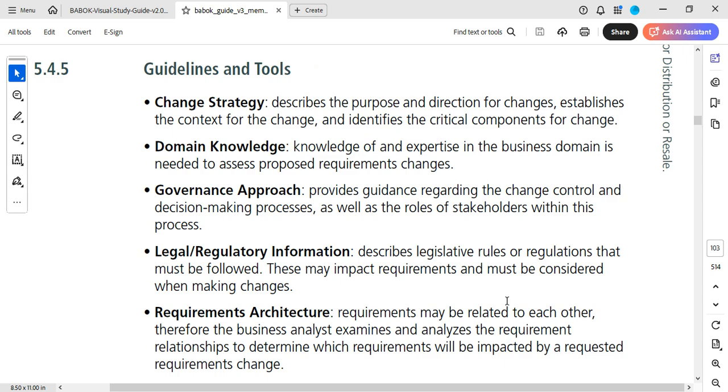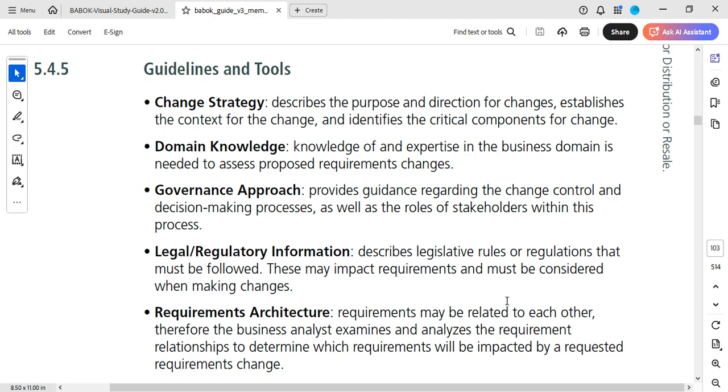So let's continue with the guidelines and tools. Change strategy, that is the first. It describes the purpose and direction for changes, establishes the context for the change, and identifies the critical components for change. Domain knowledge, this would guide you. Knowledge of and expertise in the business domain is needed to assess proposed requirement changes.